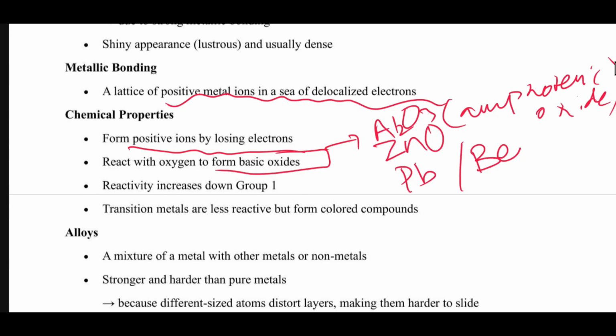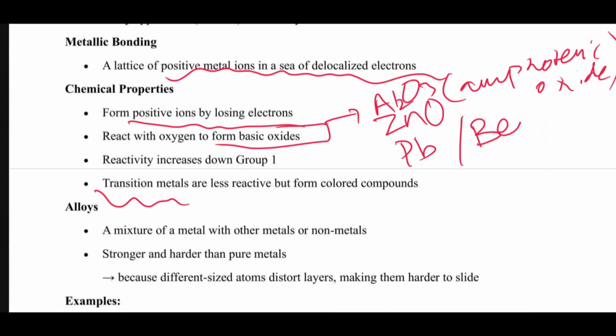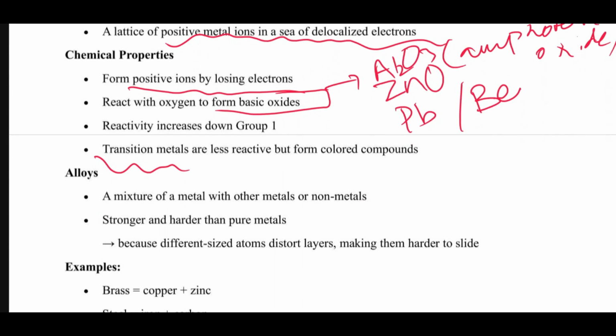Let's see another property of the metals. Now, this is a property of transition metals. This is a chemical property. Let's see what the chemical properties of transition metals are. One chemical property of transition metals is already given here in chapter 13, that they have different oxidation states, right? Another chemical property of transition metals is that they are less reactive, but they form colorful compounds. All the compounds of transition metals are usually colorful.